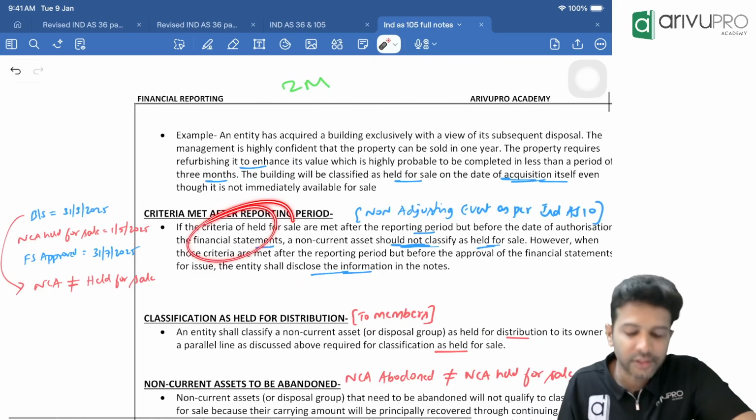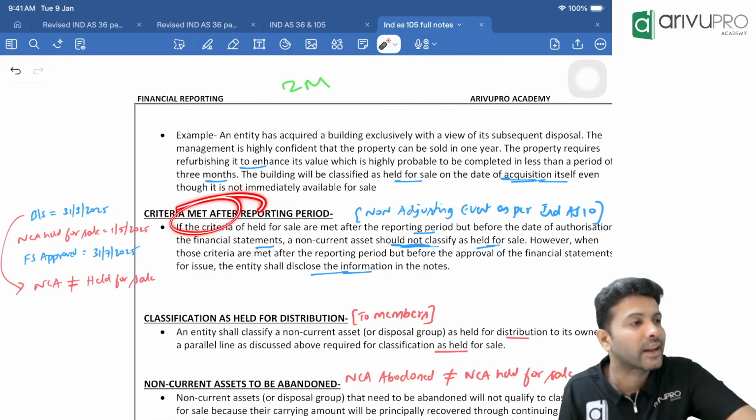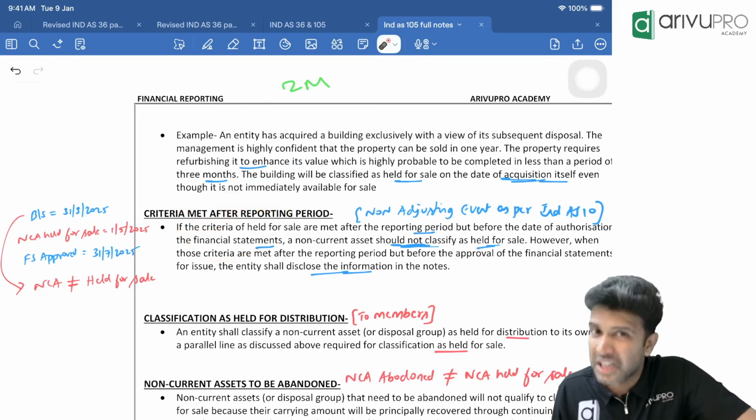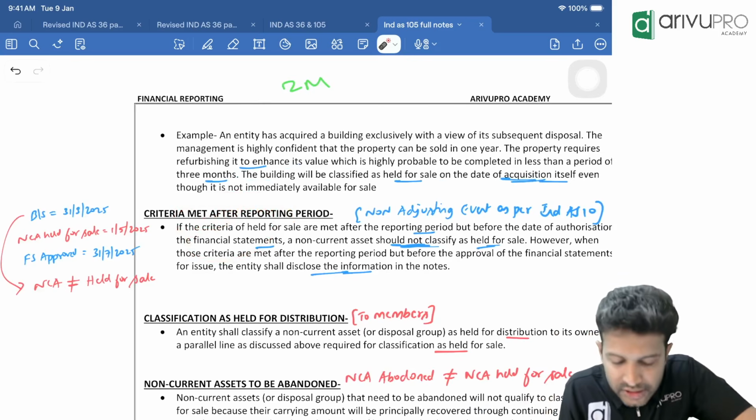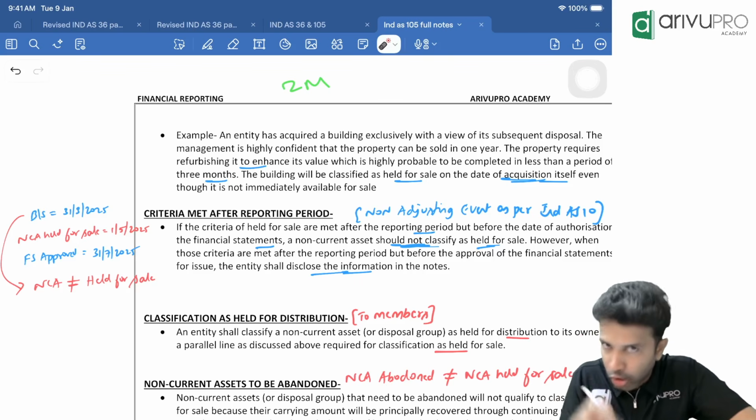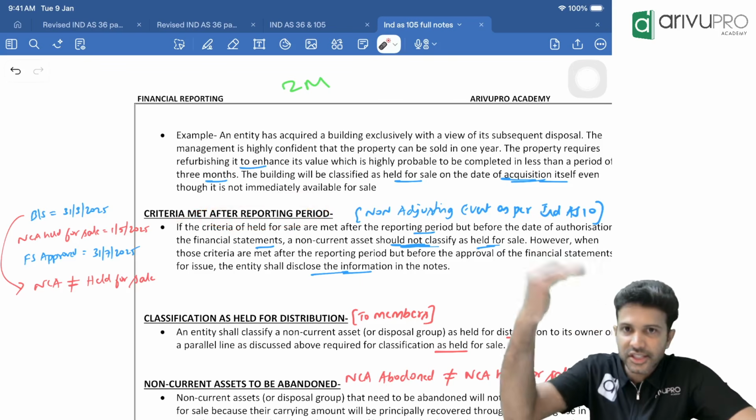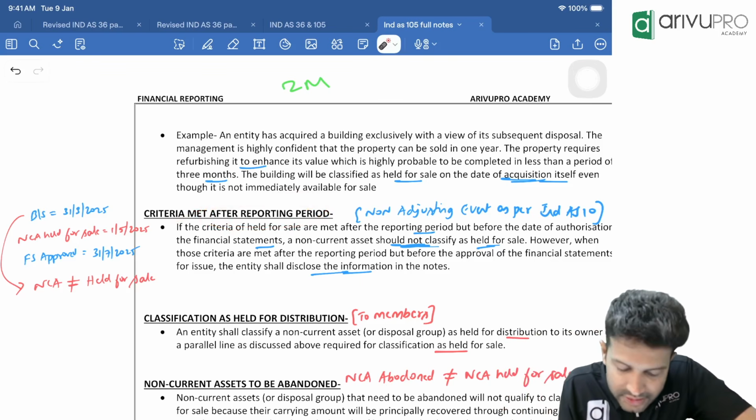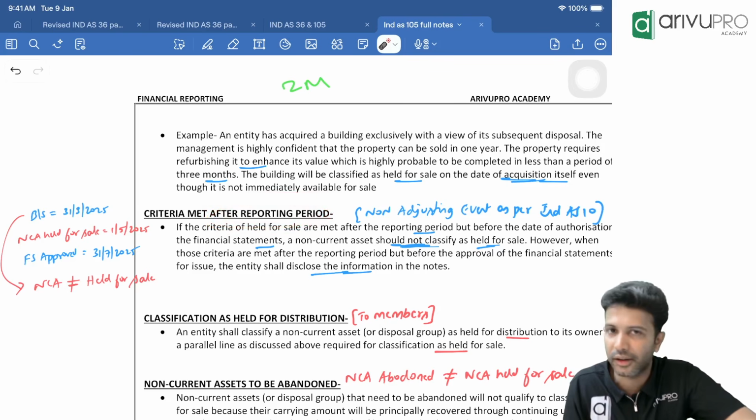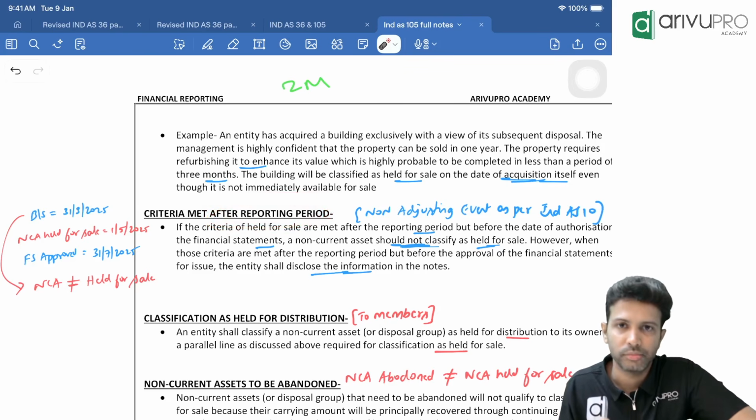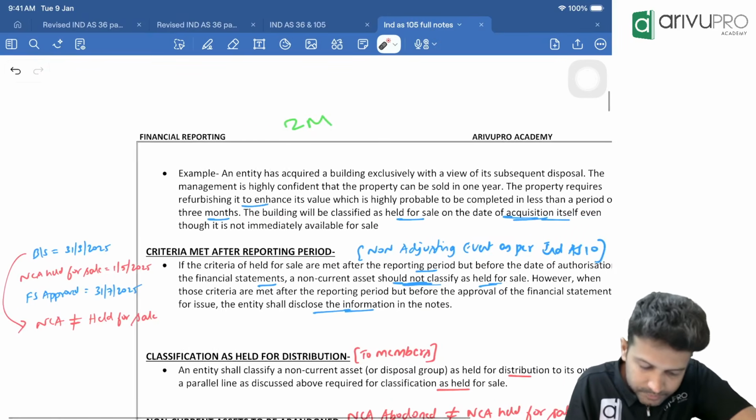Next small thing is criteria satisfied. Criteria means the CPMBASW criteria has got satisfied. It is fulfilled, but not on the balance sheet date, but after the reporting period. That CPMBASW criteria is satisfied after the reporting period. In that case, what to do? Sir, didn't understand, sir. Okay, look at this.